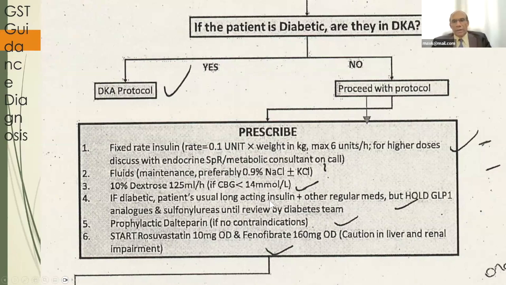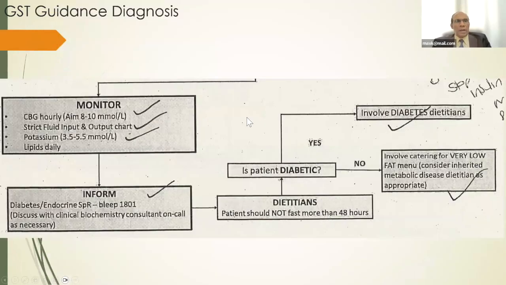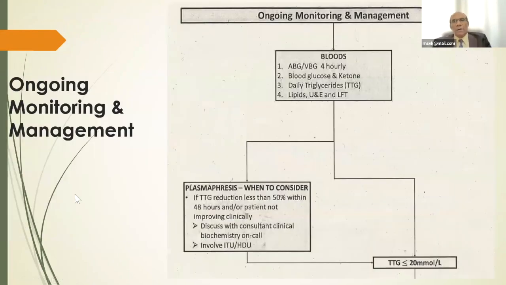And if they're diabetic, put on insulin and hold sulfonylureas, and give prophylactic dalteparin and a statin. And then for follow up, inform the diabetic team; the endocrinology team will follow up with the diabetic consultant and the dietitians. This is the other management.